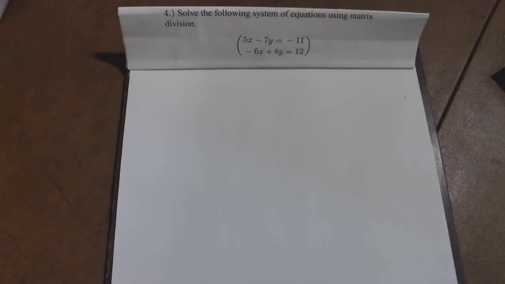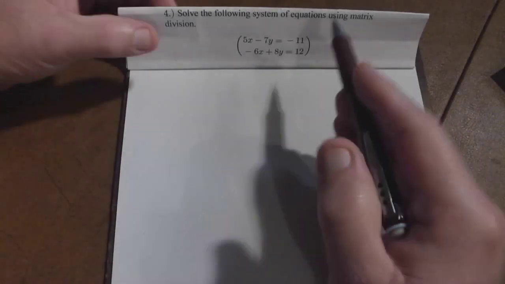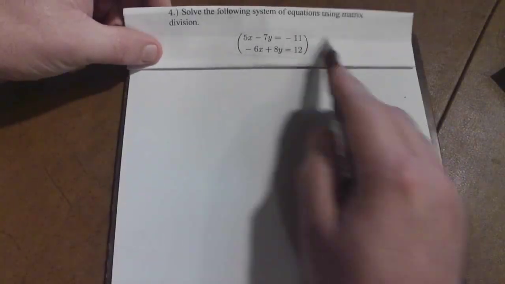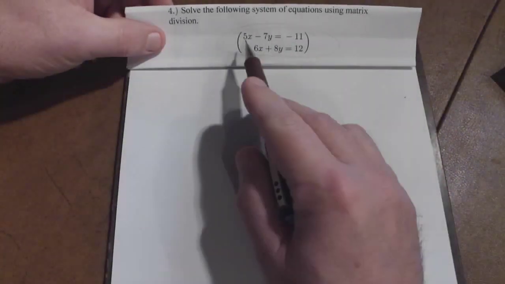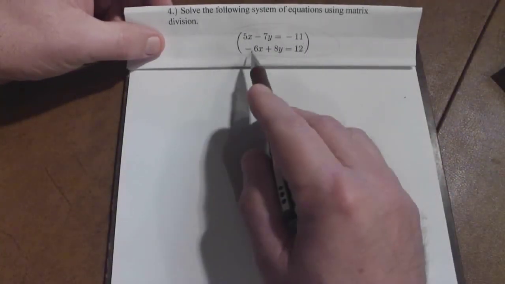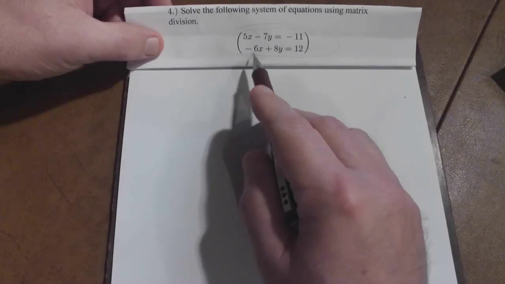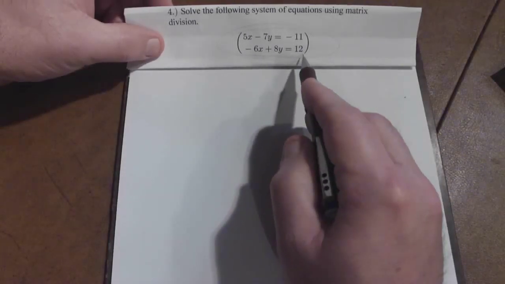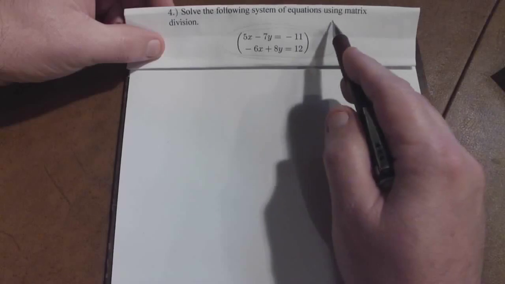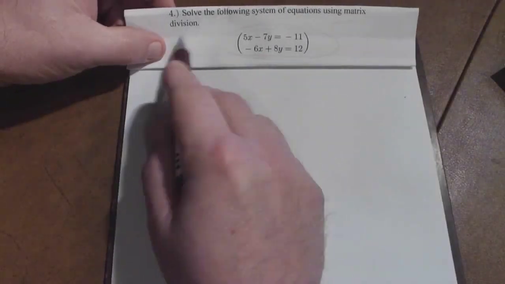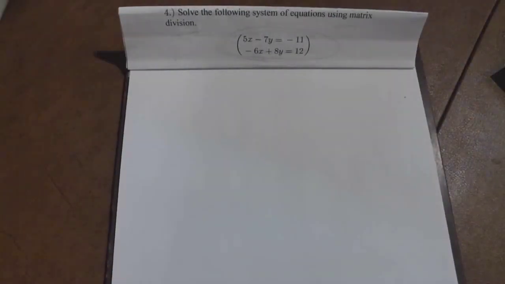All right, College Algebra back here with one more example looking at 6.5 material and using the inverse of a matrix to help solve a system of equations, where this time around we have been given the system 5x minus 7y equals negative 11 and minus 6x plus 8y equals 12. And we are asked to solve this using what we call matrix division, using that inverse matrix.